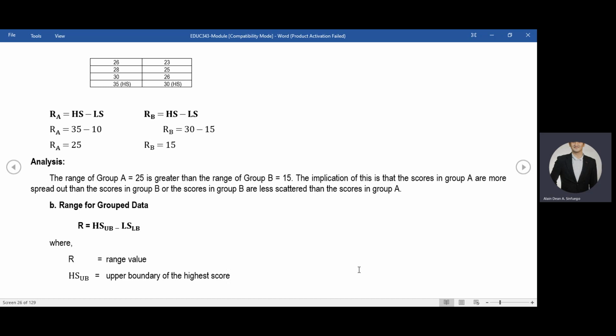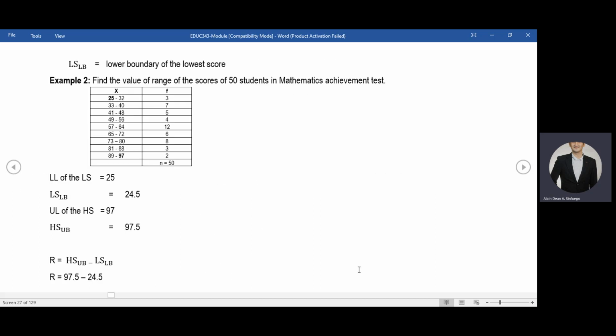Now, how about for the grouped data? You have this formula, R is equal to HS sub UB minus LS sub LB. HS sub UB is the upper boundary of the highest score, while your LS sub LB is the lower boundary of the lowest score.